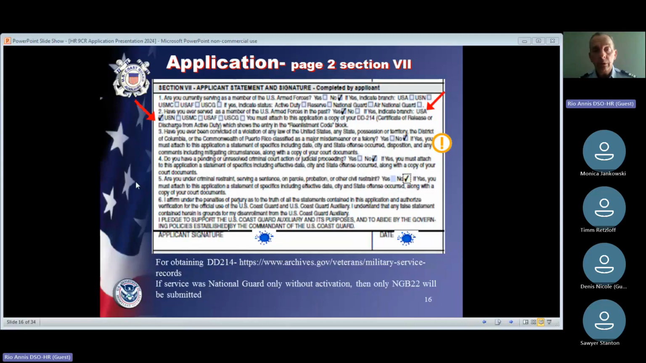Now, if they previously served, yes, they should have a DD 214, unless, as I said, they were National Guard only. And it's funny, on the application, you don't even have a box for previously served for National Guard. It's only currently served that they have. So that's kind of odd.